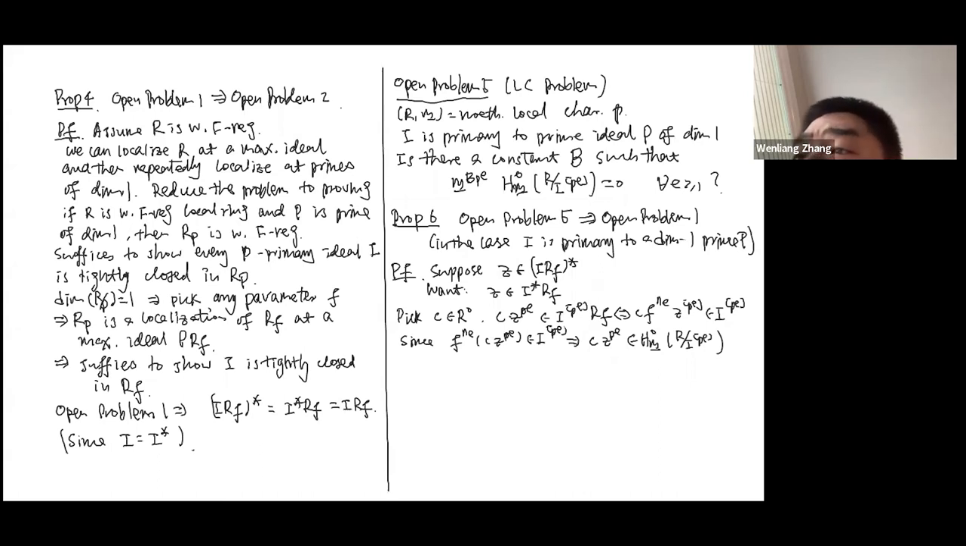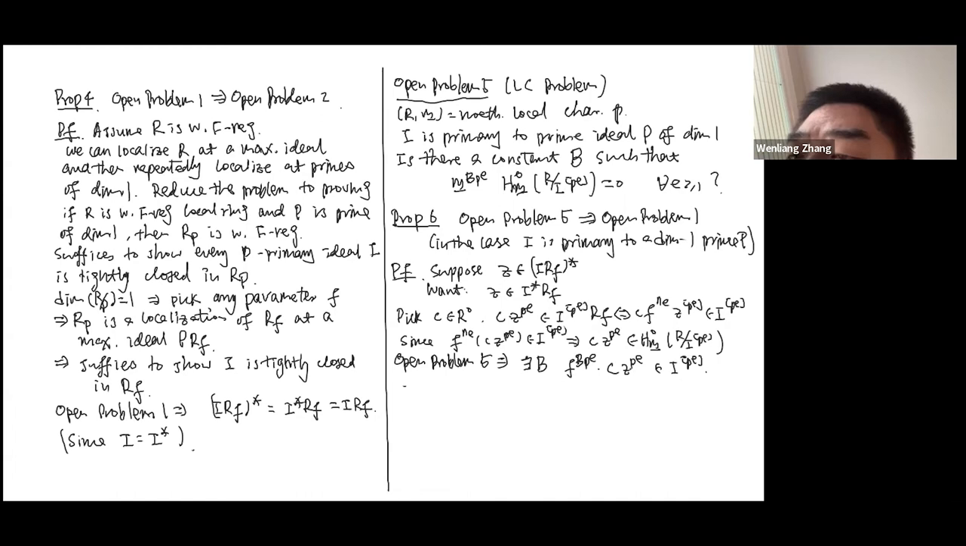So now, open problem five tells us there is a linear power. Okay, this actually implies there exists B independent of E, so F to the B times P to the E times C times E is zero. But zero meaning it belongs to I to the P to the E. Okay.